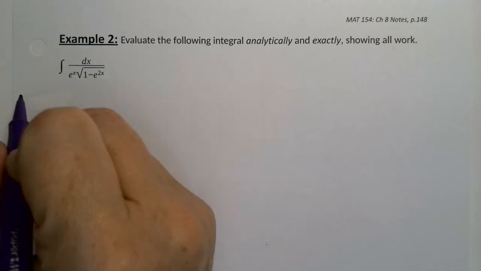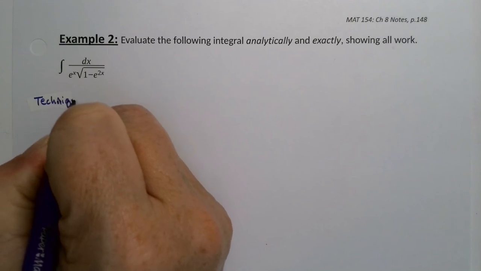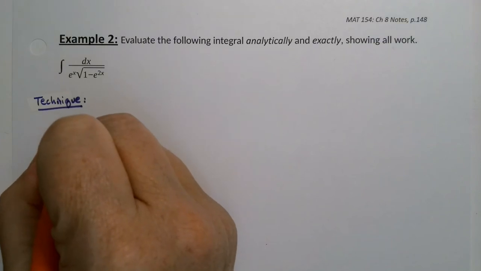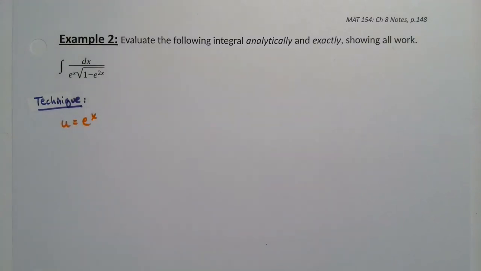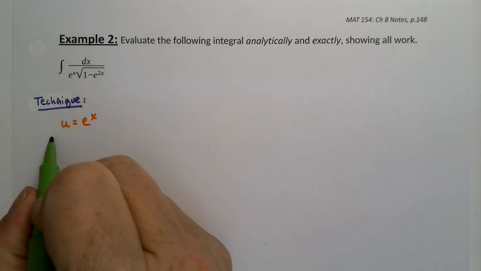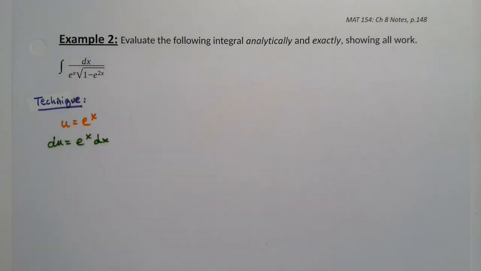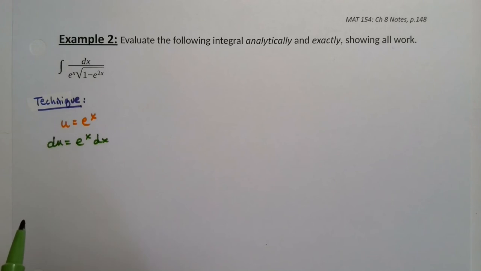Looking at this problem, you might realize that it has a similar vibe to a previous one we did, namely that it required a U substitution where U is equal to e to the x. Okay, well, that's all well and good, and then if U is e to the x, then du is also e to the x dx. Interesting. But e to the x there is in the numerator, and I don't have it in the numerator.